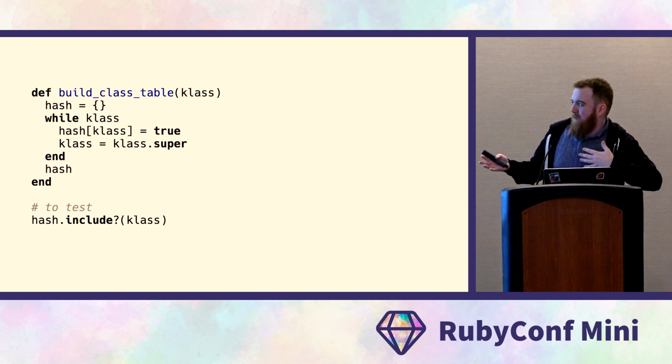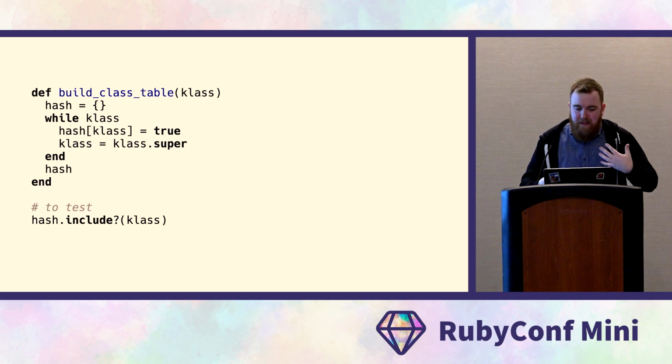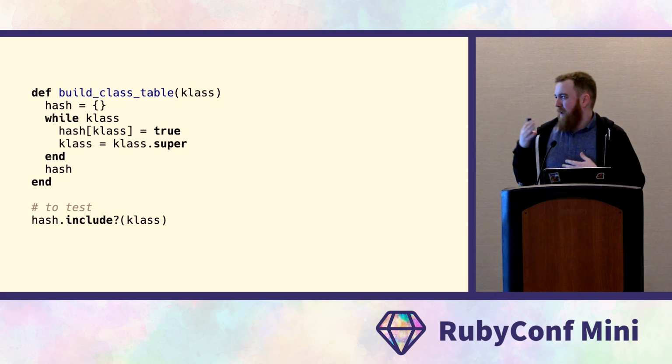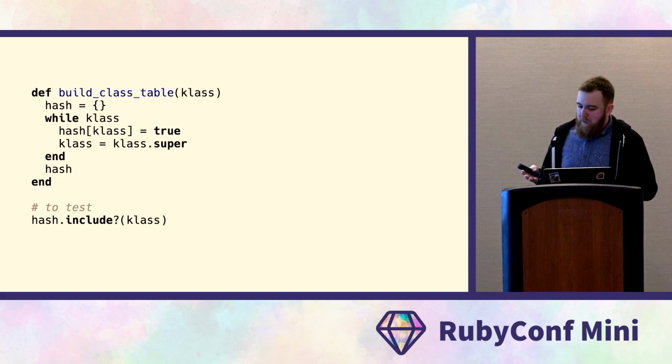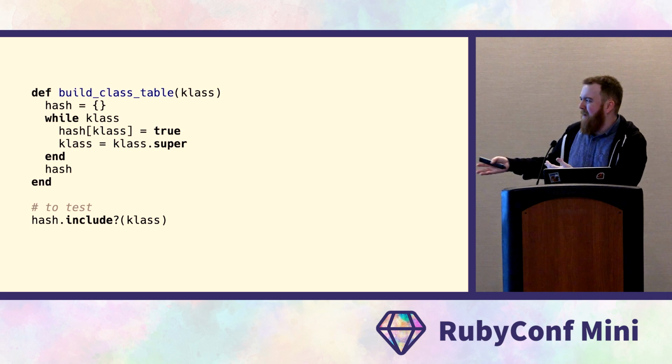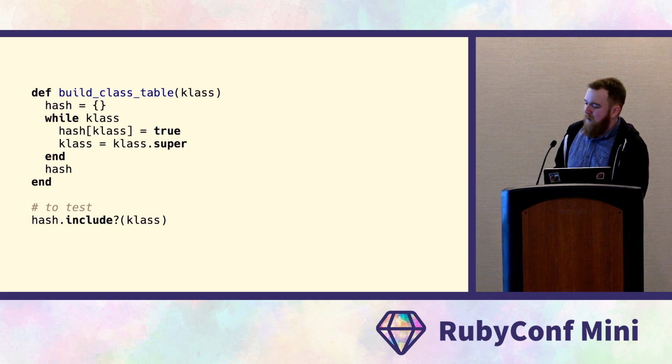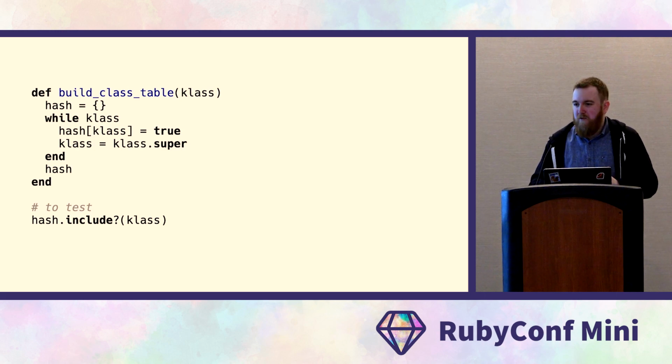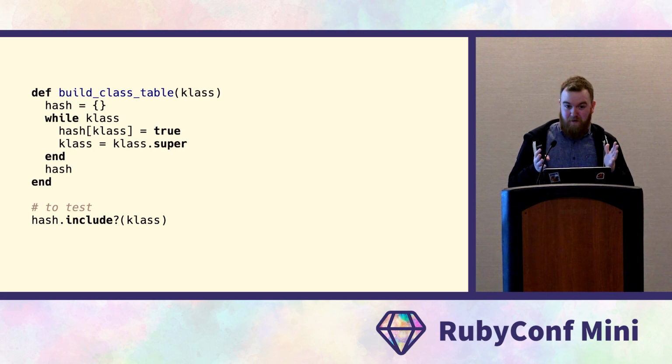Of course, we can't have just a static table, so we need to build it dynamically. Just do the same loop we were doing before, but now instead we add it to a hash, and then we have to cache that somewhere, and we'd probably have to have some sort of invalidation to get rid of it if something new is included or prepended, because again, you could do that at any time in Ruby.